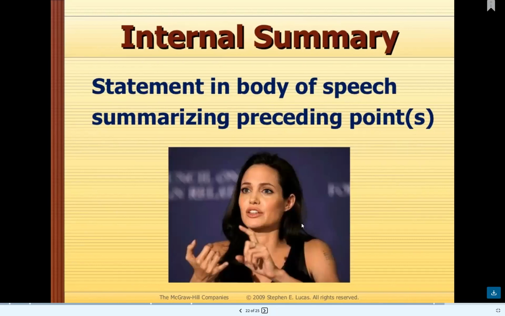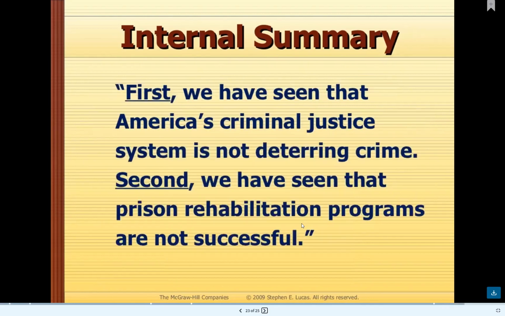Moving on to number 3, which is internal summary, a statement in the body of the speech summarizing the preceding points. All the points that have been previously mentioned by the speaker are recapped and summarized briefly. That's what we call internal summary. Let's have a look at the example. First, we have seen that America's criminal justice system is not deterring crime. Second, we have seen that prison rehabilitation programs are not successful. So this is a summary of what has already been mentioned.